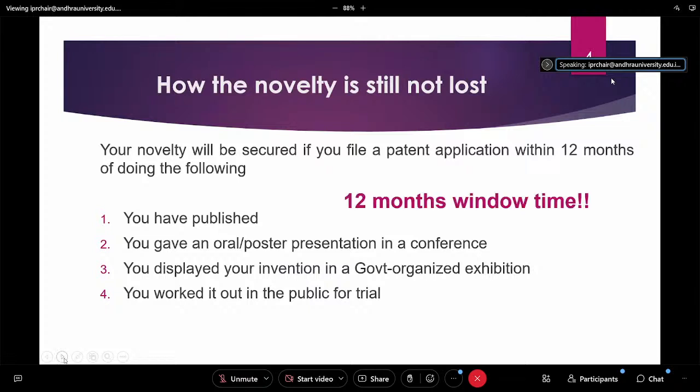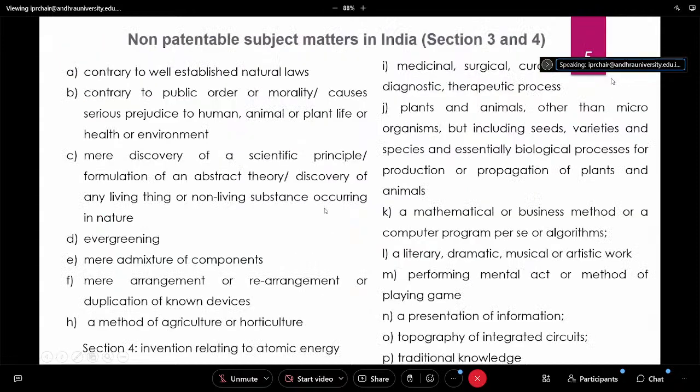Hope that is clear. So in all these cases, you have to remember one thing, that is the 12 months window time. But these are the things. You cannot go beyond these 4 options. These are the things. Okay, this is for that girl.